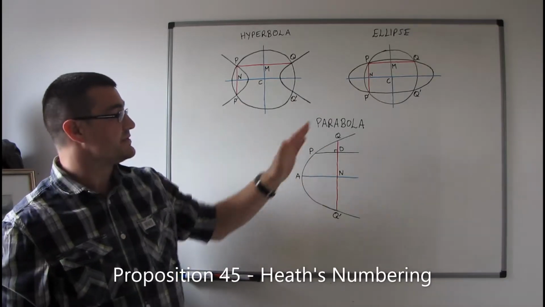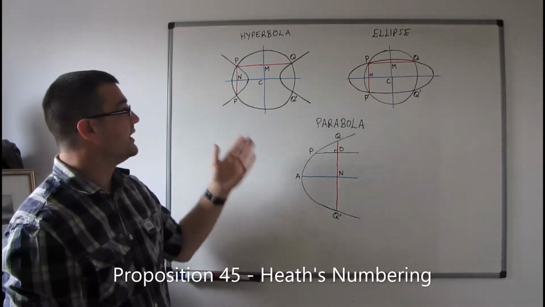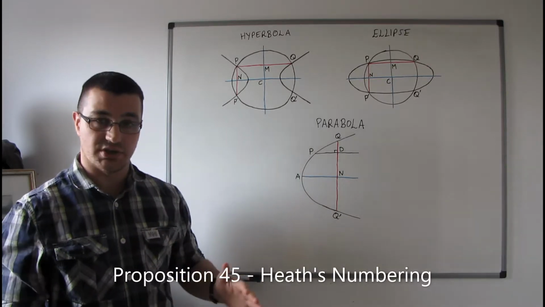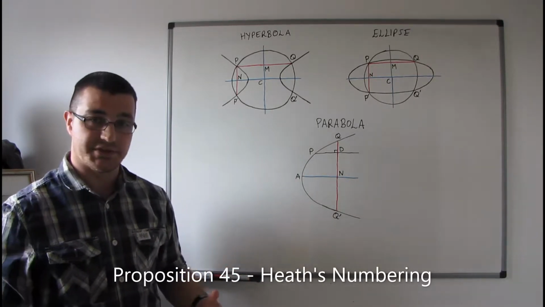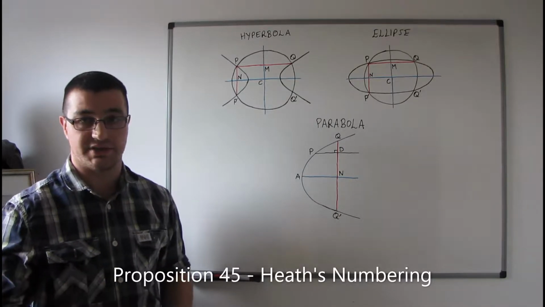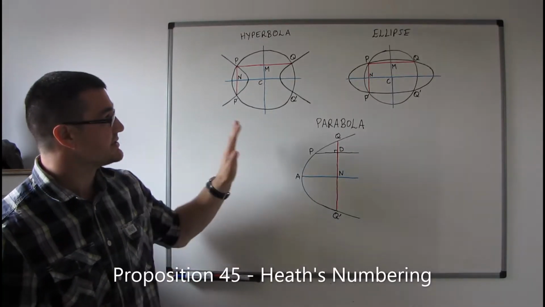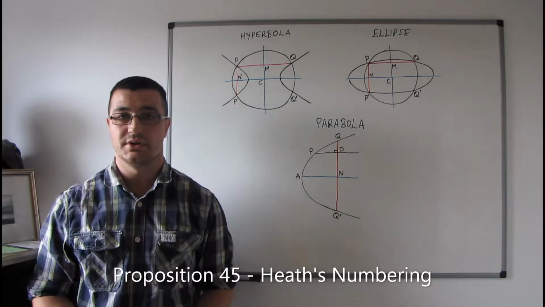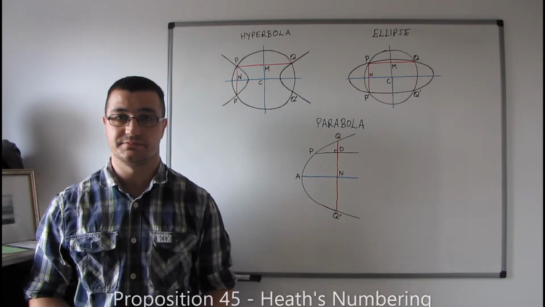So proposition 45 just allows us to find some of the axes, potentially all of them, but we'll see in proposition 46 whether there are actually any additional axes. So that's just a quick summary of proposition 45. I'm going to move now on to proposition 46.